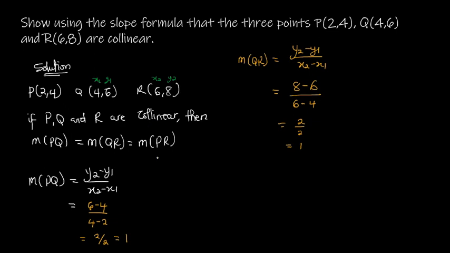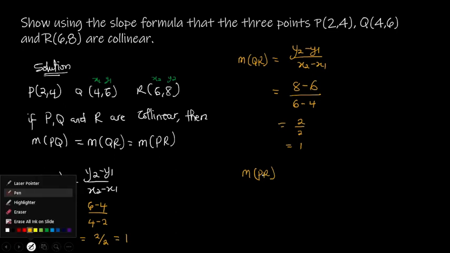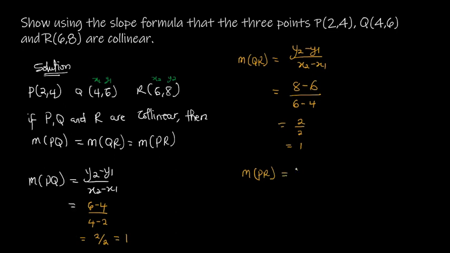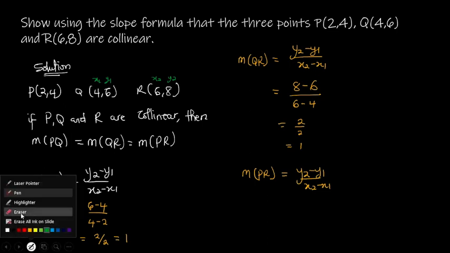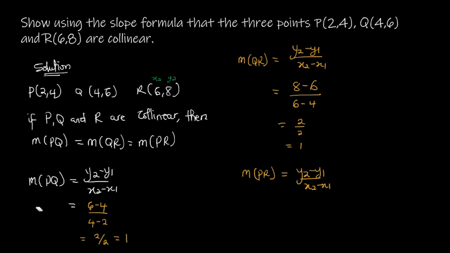So let's confirm the last one, which is the gradient of the points P and R. So the last one, the gradient of PR. In that case, our gradient will be y2 minus y1 on x2 minus x1 as usual. But this time around, let me erase this.